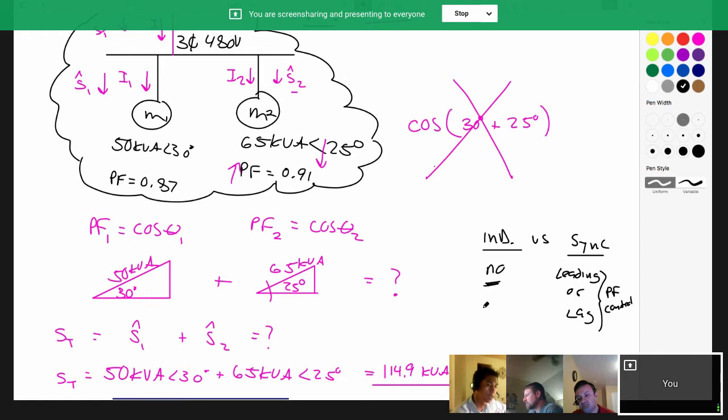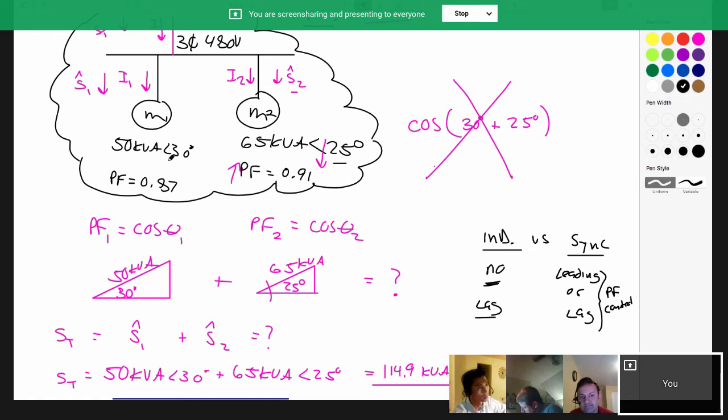Induction motor, is it going to be a leading or lagging load? Lagging. Perfect. So are these leading or lagging? Leading. Why is that? Actually lagging, sorry. Lagging. Good job. Your power factor angle is positive. Perfect. Our power factor angle, or our apparent power angle, is positive.